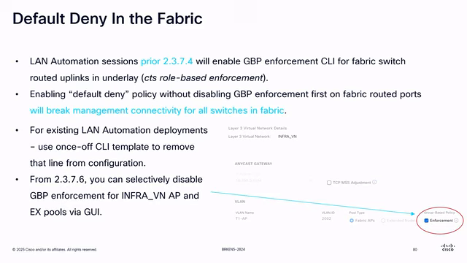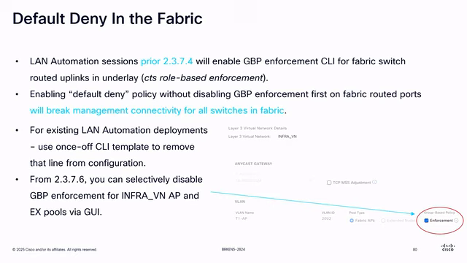Right? One, if you're using LAN automation, it will push the enforcement, the TrustSec enforcement, on fabric routed ports, so on switch uplinks, right? Which is fine if it's a default permit. But the moment you enable default deny, it means that the traffic from unknown to the switch will be denied. And unknown is your Catalyst Center. It's your ISE. So you effectively lock yourself out.